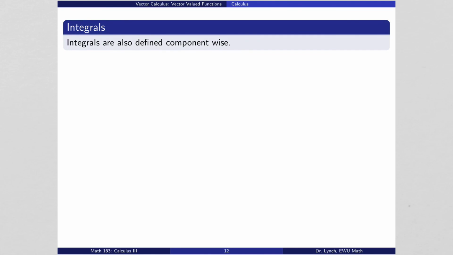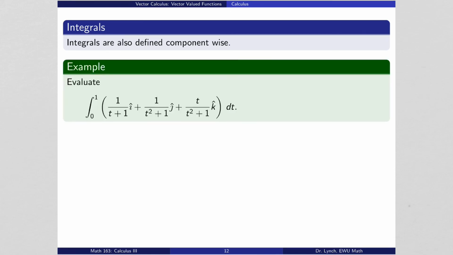Okay, it turns out that integrals are also defined component-wise, so the integral of the vector valued function is the vector valued function of the integrals, and we'll just do a really brief example to illustrate that. We've got the integral of this vector valued function 1 over t plus 1 in the x direction, 1 over t squared plus 1 in the y direction, and t over t squared plus 1 in the z direction. So of course, these integrals are all Calc 2 integrals involving logarithms and inverse tangents, which we can quickly evaluate.